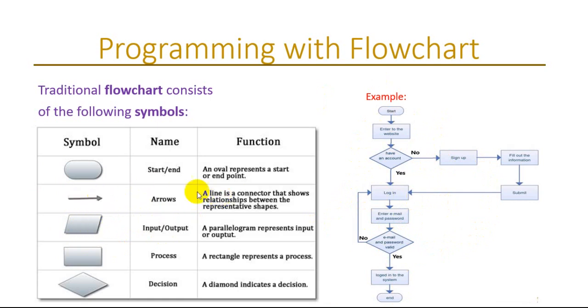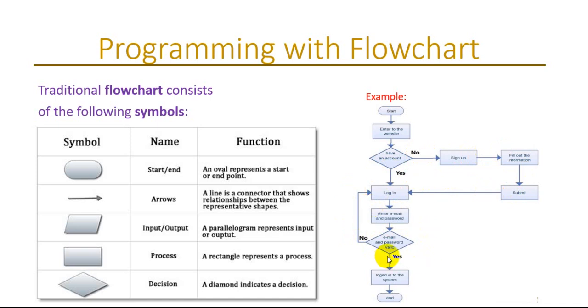So let's look at the arrows. Here we are showing that from start you go to this one, from this you go to this one, and so on. So the arrow is used to indicate where you go from a point. From here you are going here, from here you are going back here. You can point the arrow to any place you like depending on your requirement.